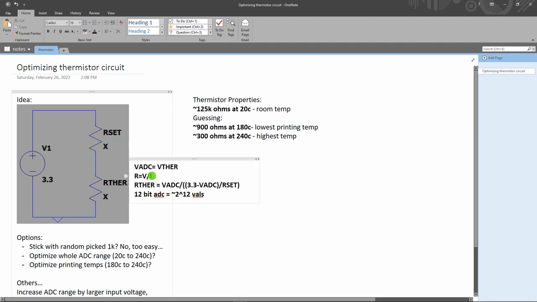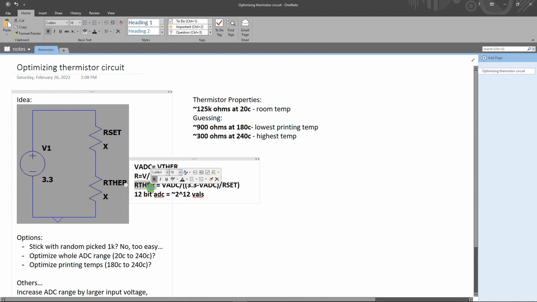So first of all, the ADC voltage is going to be the same thing as the thermistor voltage because we have the circuit set up like this. I believe this is flip-flopped from the previous video, but this just makes the math a little bit easier. The resistance of the thermistor is going to be found by the voltage of the thermistor over the current through the thermistor. The current's going to be the same current through the R set as well, because they're in series. So it's going to be the 3.3 minus the VADC over the resistance of the set resistor, and that's just going to determine the resistance.